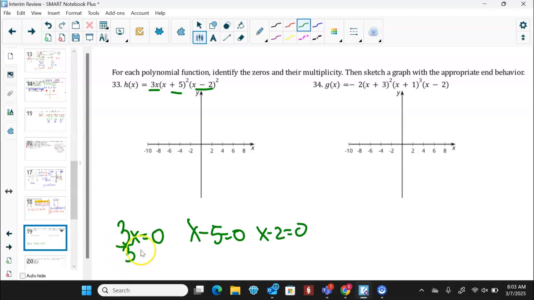So this divided by 3 is just x equals 0. And we can't dismiss that because it has an x, not just a number. Here, x will equal positive 5, and here x will equal 2. So these are my zeros. 5, it's right here, a 0, and a 2.